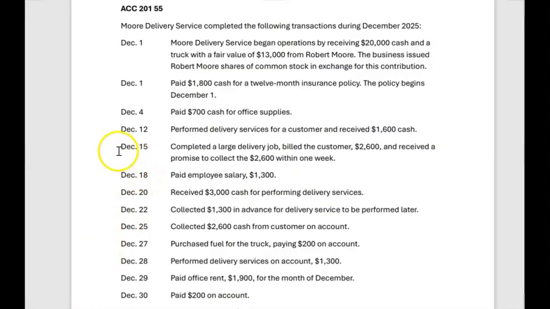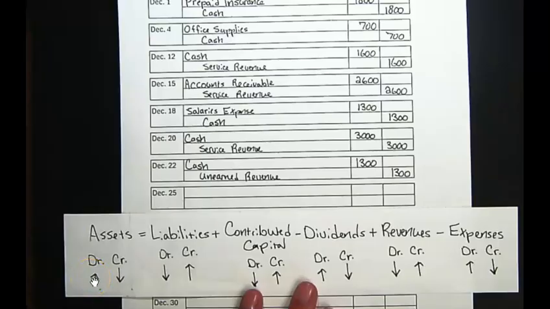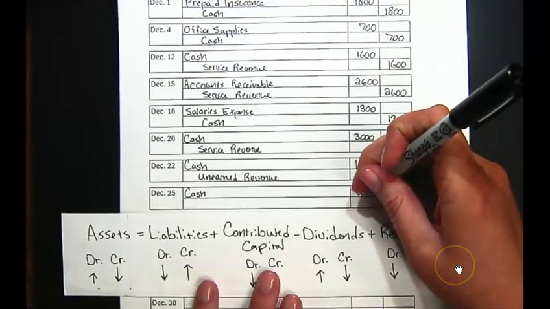On December 25th, More Delivery Service collected $2,600 cash from a customer on account. This is related to that earlier entry on December 15th, where we billed a customer for a delivery job that had already been completed. Now we are collecting the cash. Cash was collected, so that means cash is increasing. Cash is an asset. We increase assets with a debit, $2,600.